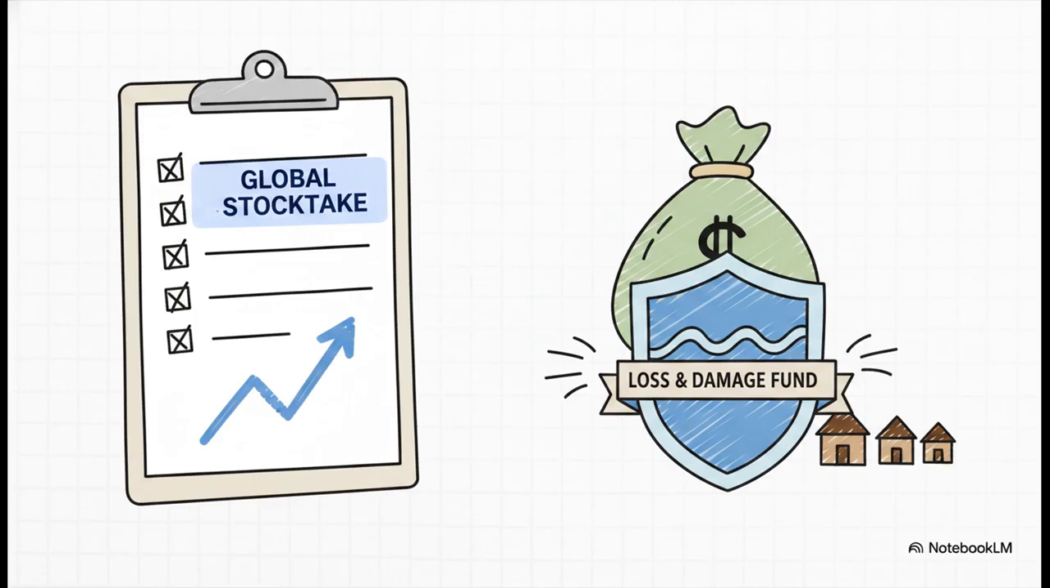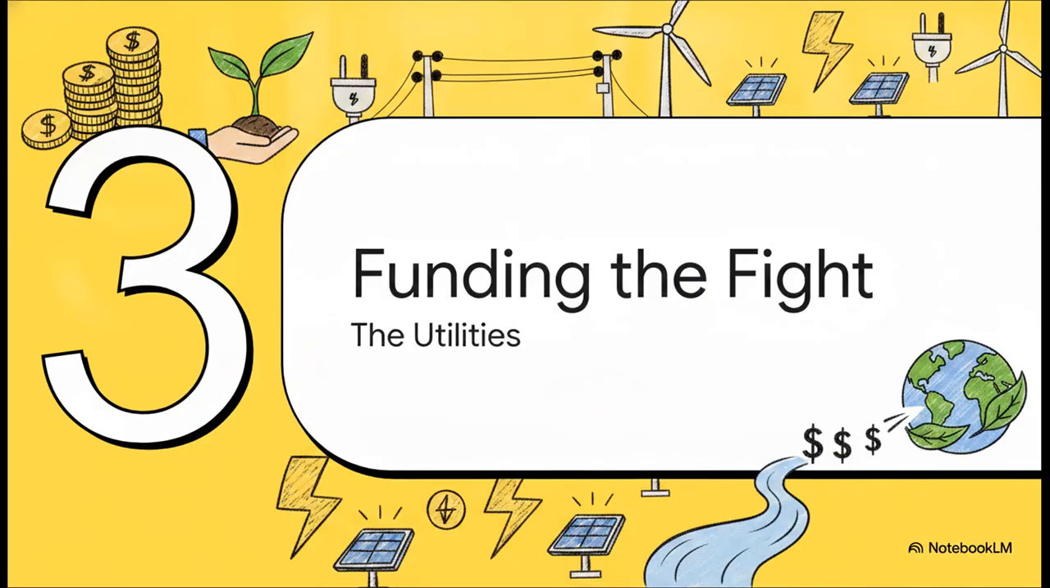This was a huge milestone because it marked the first global stocktake, basically a moment for the whole world to look in the mirror, check its progress, and seriously ratchet up climate ambition before the end of the decade. But maybe even more importantly, COP28 finalized the operationalization of the Loss and Damage Fund. This is a completely new structure with its own independent secretariat designed specifically to help vulnerable nations. But of course, treaties are pretty much just pieces of paper if there's no money behind them, right?